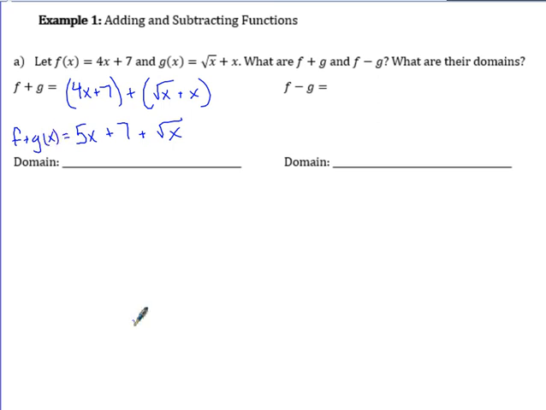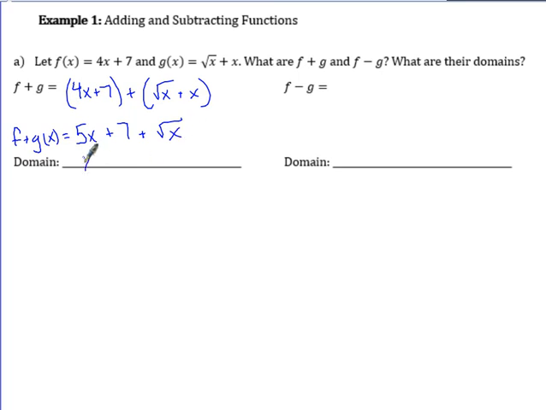This is my equation. And the domain of that graph, well, what restrictions does it have? This 5x part would be no restrictions. I could put any number in for x there, but in this part, the square root of x, I can't put negative numbers.